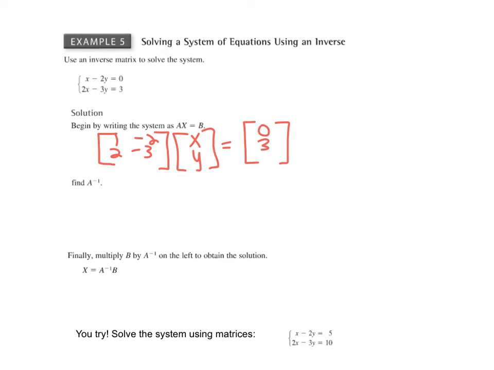The reason you write the x and y vertically is because of the way we multiply matrices. Remember, it's row by column. So if you multiply that again, you get 1x minus 2y, 2x minus 3y, okay? You cannot divide matrices. That's the only downside. So you have to find the inverse to be able to move this over here, okay?